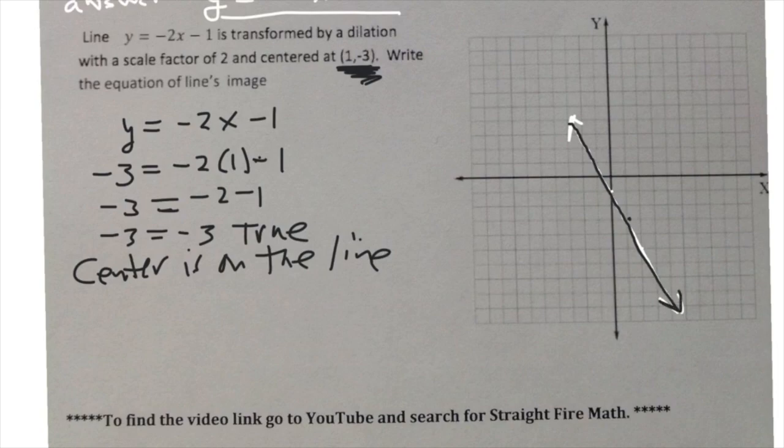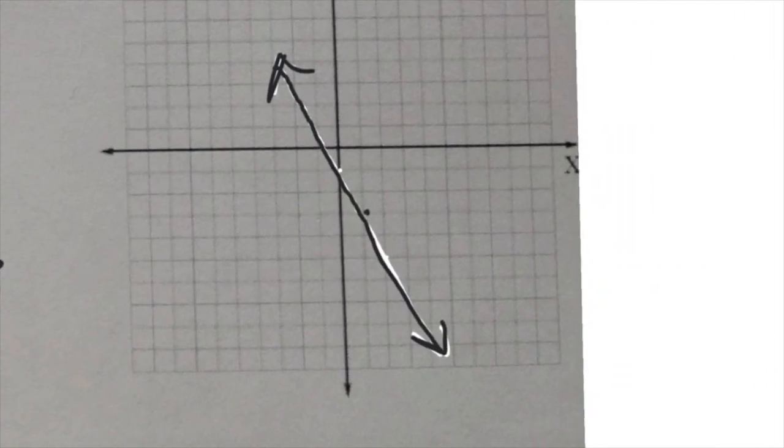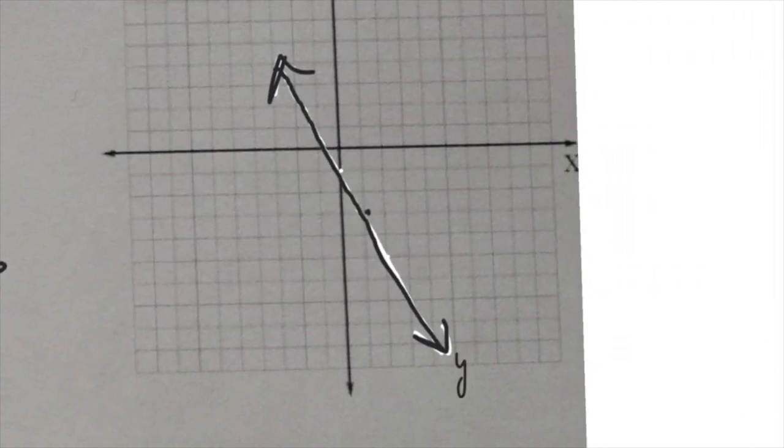So if your center of the dilation is touching your line, the answer will be the same exact line that you started with. But let's take a look at this one a little more carefully. If we started with this equation, y equals negative 2x minus 1, and we already know that if you use the center of the dilation at this point right here, you end up getting the same answer back again. Let's actually do one that's not on this worksheet.